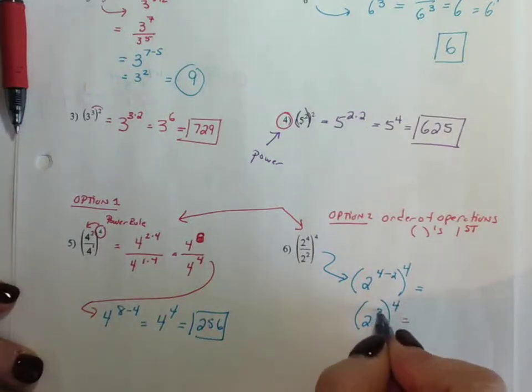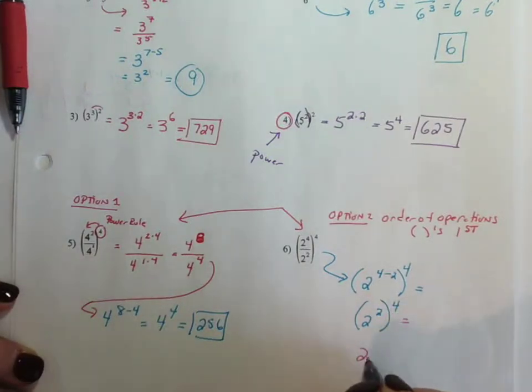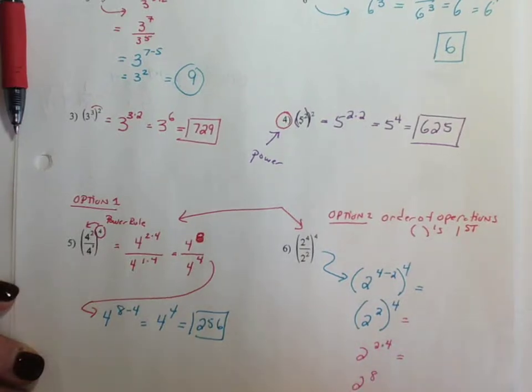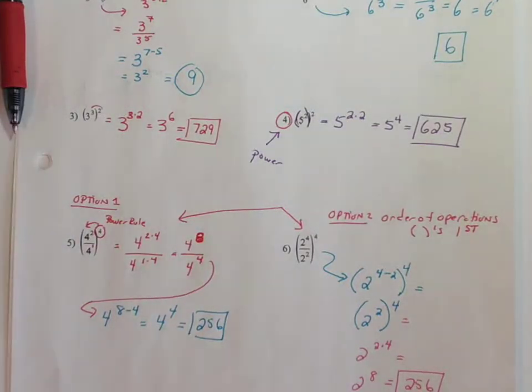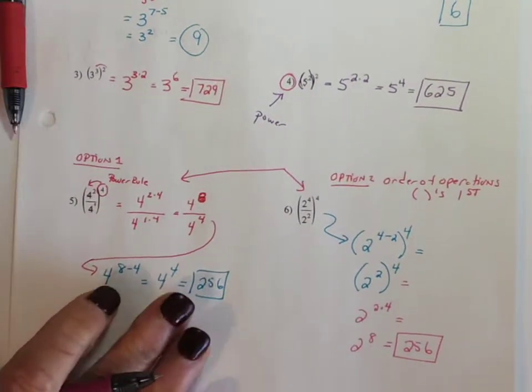Okay, now I use the power rule. 2 times 4 is 2 to the 8th. And 2 to the 8th is 256. So that's the work that is required.